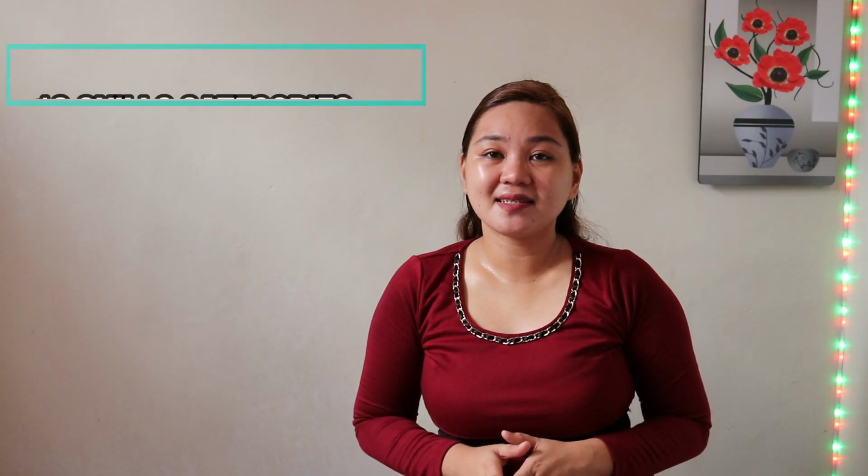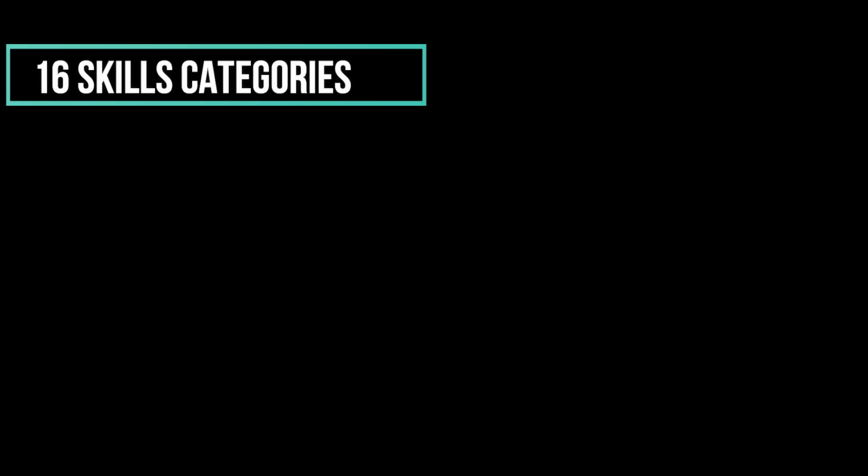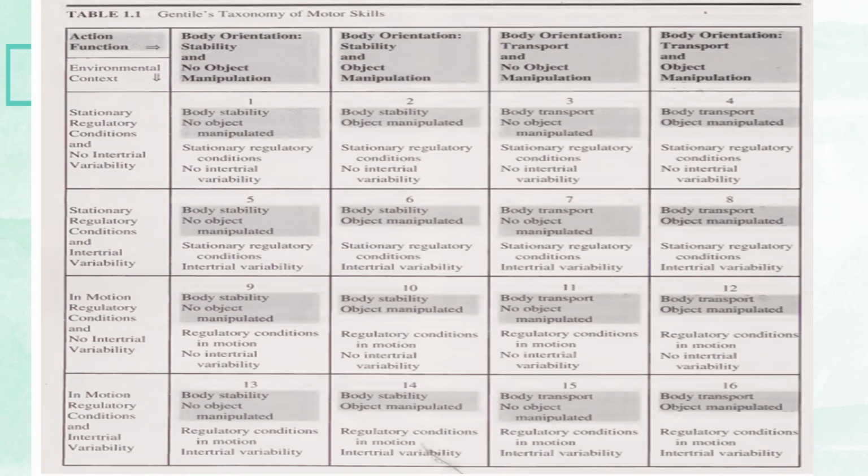The 16 skill categories. The interaction of the 4 environmental context characteristics and the 4 action function characteristics creates 16 skill categories. This table shows the critical characteristics of these 16 categories. Gentile specified that each skill category poses different demands on the performer, with complexity of the skill increasing from the top leftmost category to the bottom rightmost category.